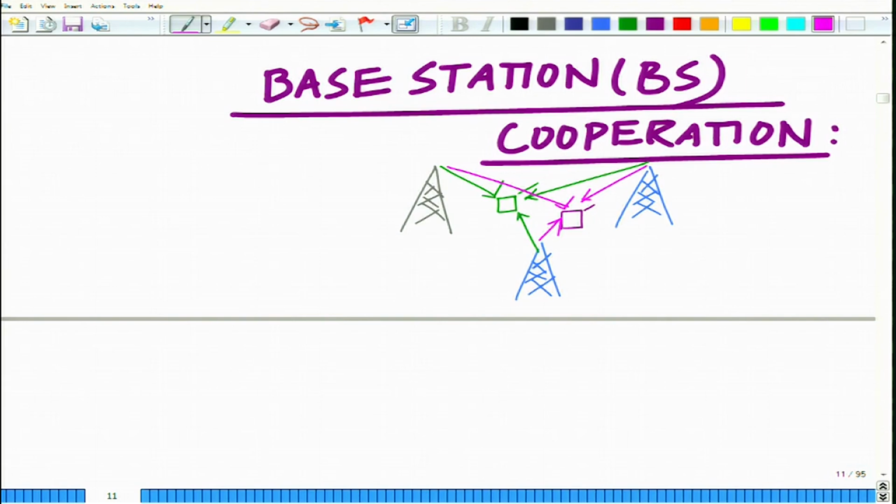Alright, so this is basically your base station. So we will consider a scenario in which we have k base stations and m users. So k base stations are cooperating in this cooperative cellular scenario to serve basically m users.